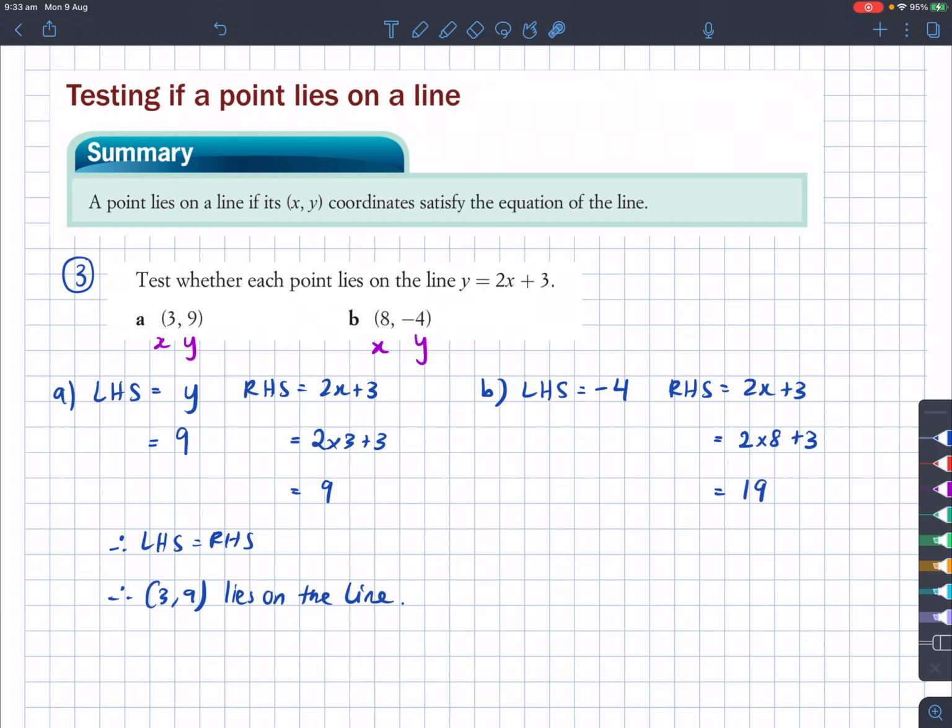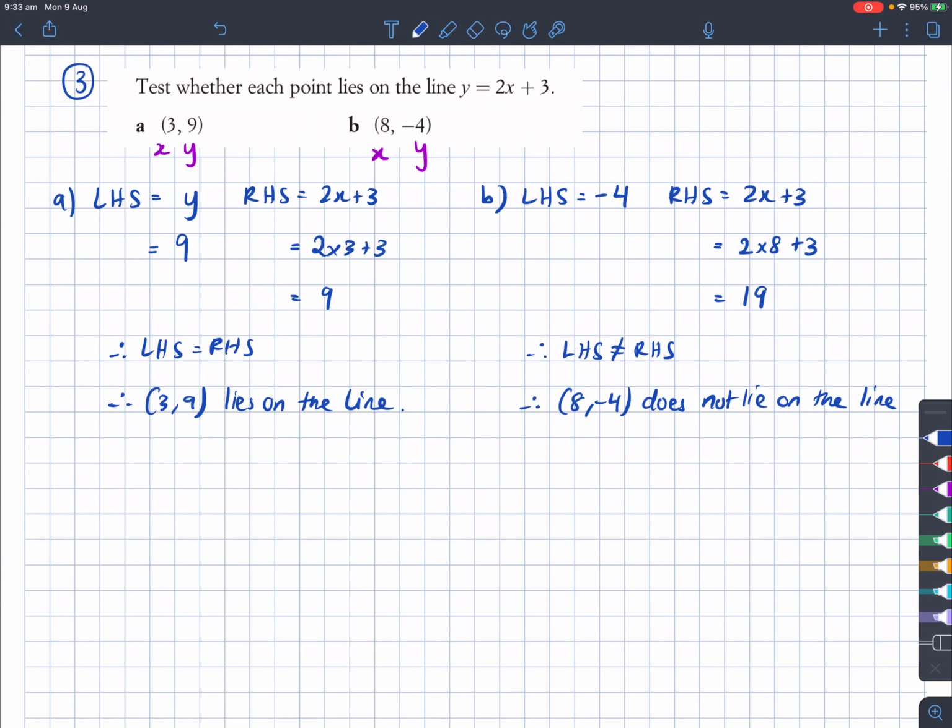So we can see now that these two values are not the same. Therefore, the left-hand side is not equal to, so it's just an equal sign with a stroke passing through it, not equal to the right-hand side. Therefore, the point (8, -4) does not lie on the line. Okay, and that's how you test whether a point lies on the line.